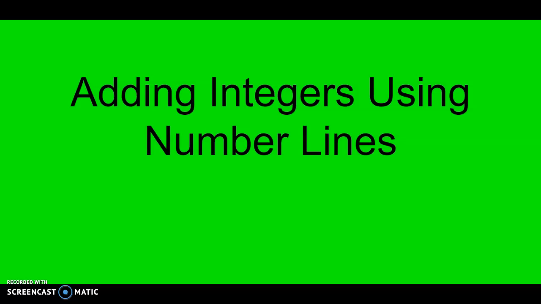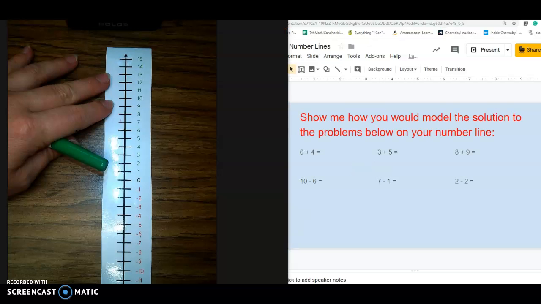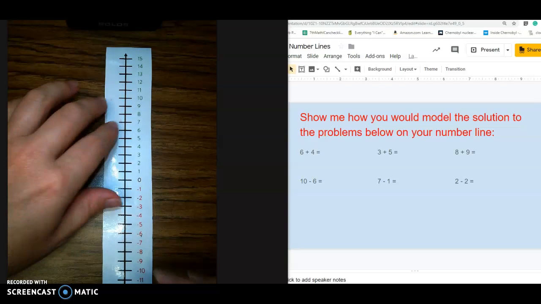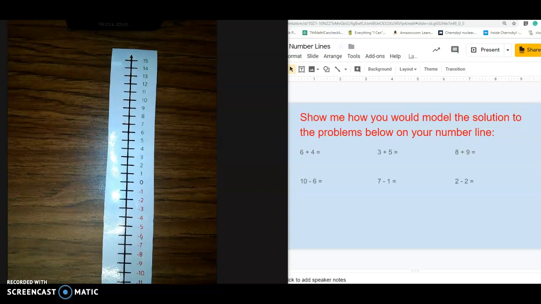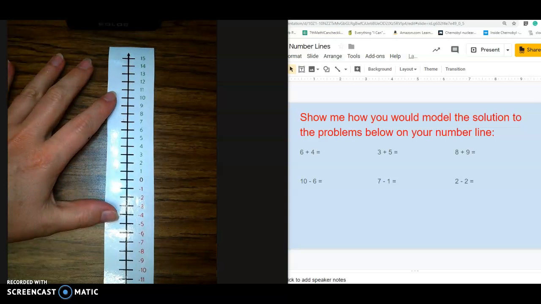Alrighty, so if you missed Friday, what we did was we were adding integers using number lines. The first thing that we did was we solved these problems and we used number lines to model them. We practiced with a vertical number line and we talked about what this would look like with problems that we already know how to solve.